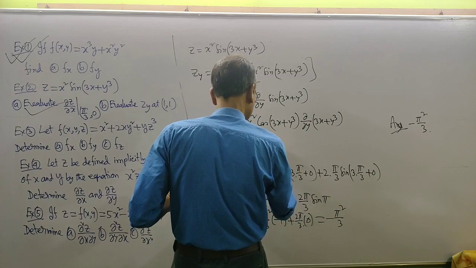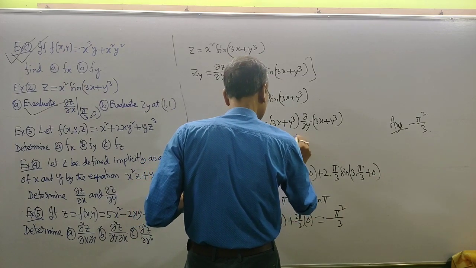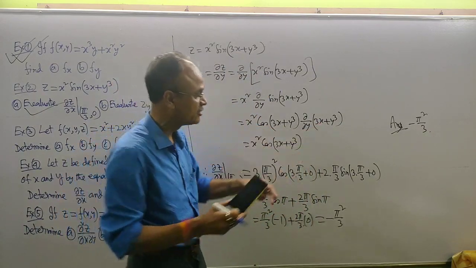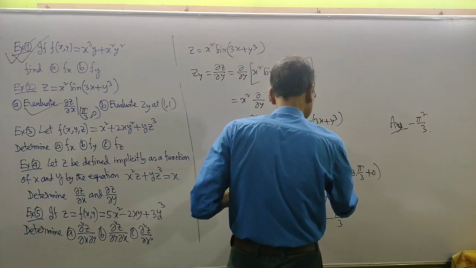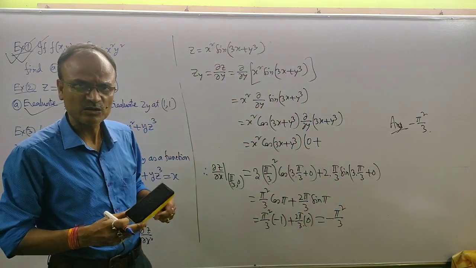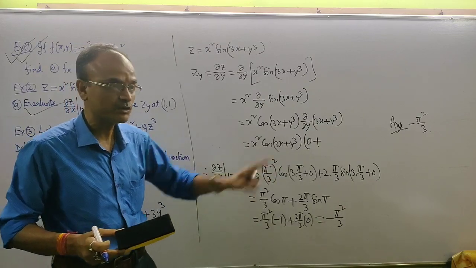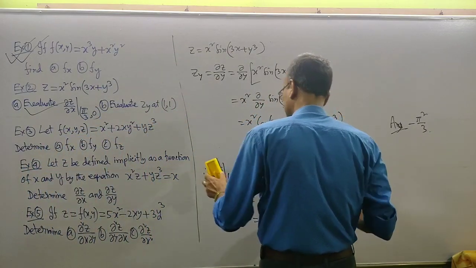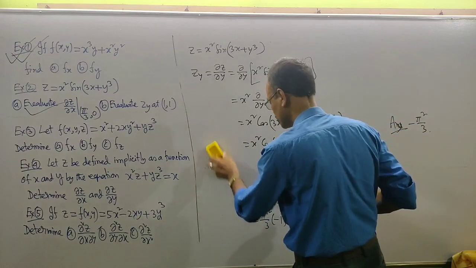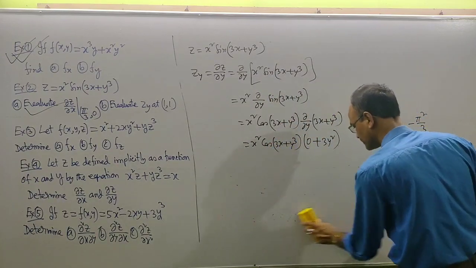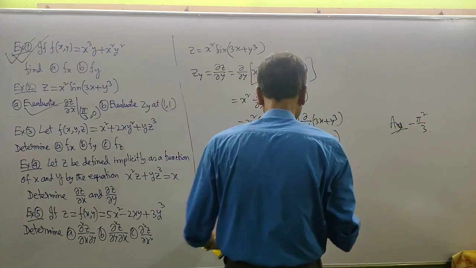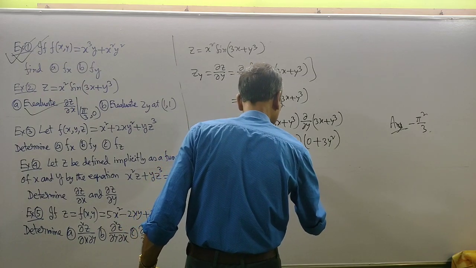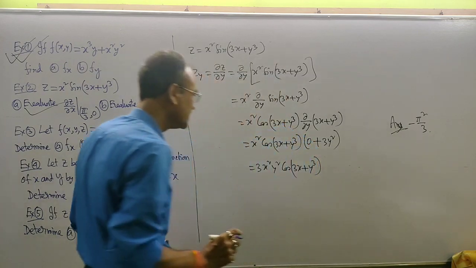This is equal to x square cos thrice x plus y cube. You are differentiating partially with respect to y. Treat x as constant. Therefore, this will be 0 plus thrice x will be 0. 3 is already constant. X is constant because you are differentiating partially with respect to y. Plus thrice y square. This is equal to thrice x square y square cos thrice x plus y cube. You will get this one.